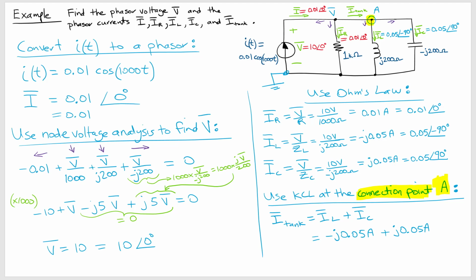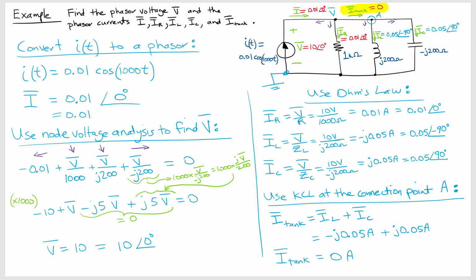So then we can say the current going into that connection point is equal to the current going out of the connection point, okay? And you can see logically that makes sense. So then the current leaving connection point A, we've already calculated it, and we said that it's the phasor current for the inductor plus the phasor current for the capacitor, so it's minus j0.05 amps plus j0.05 amps. And that is going to work out to 0. So the current flowing into this tank circuit is 0.